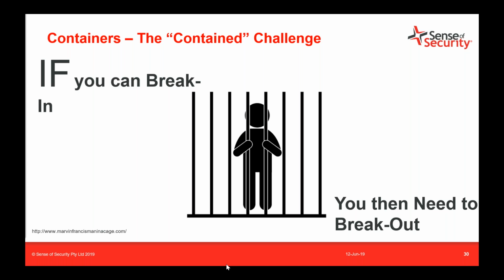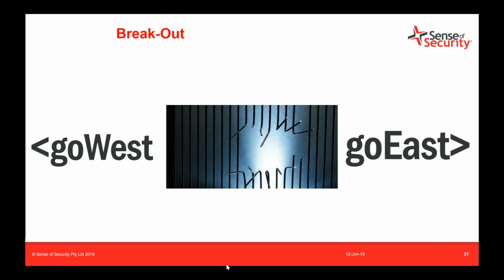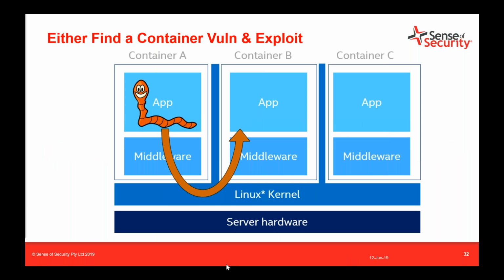However, a more sophisticated attacker will have the skills possibly to break out of the container that is designed to obviously contain the attack. And once you've got the ability to break out of the container, you can then do what we call lateral movement, either going west or going east. So in order to move out of the container in an east-west manner, the attacker has to do one of two things. Either they have to find a container vulnerability and exploit it, or they're going to have to find another mechanism.